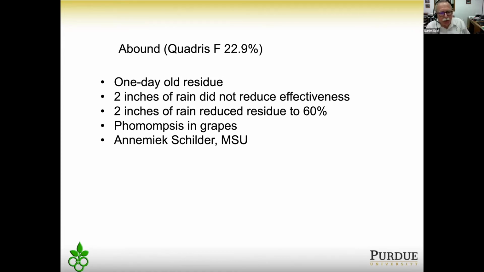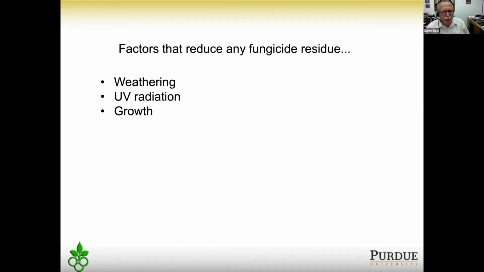This is Anna Schendler's group, again at Michigan State, using a Quadris product, 1-day-old residue. They found 2 inches of rain did not reduce effectiveness, but that same rain reduced the residue to 60%. So interestingly enough, a lot of rain reduced the residue, but it didn't reduce the effectiveness, and she was working with Phomopsis and grapes.